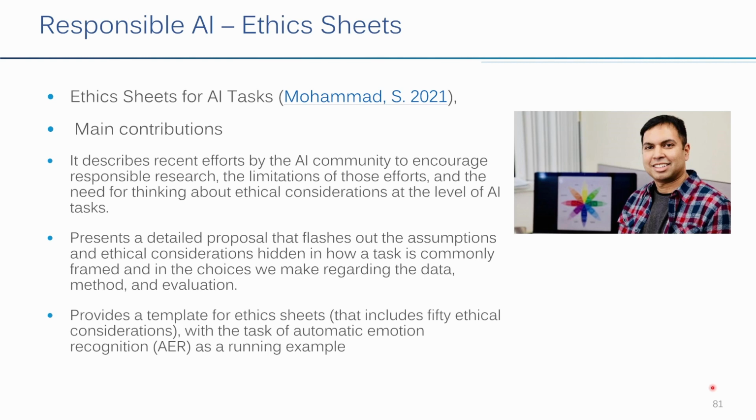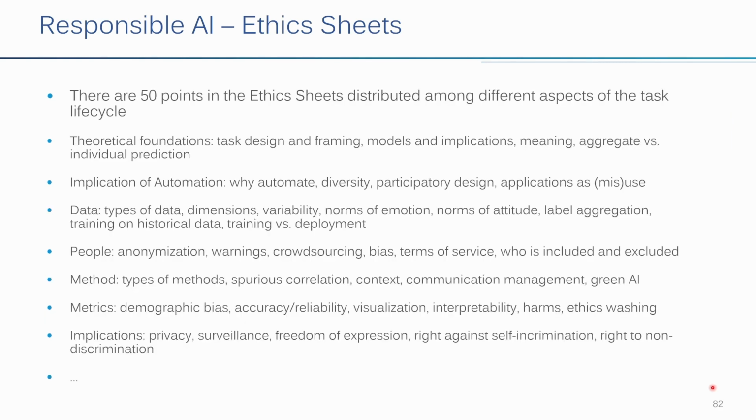There is another paper, also from Saif, that looks into sentiment analysis using the ethics sheets for AI tasks, which is pretty cool. So just to give you an overall idea, what are the points that the ethics sheets cover in this task's entire life cycle? On the theoretical foundation, it takes into account the design and the framing of the tasks, the model, and their implications, meaning aggregate versus individual prediction. So by solving this task, what kind of implications does it have? How does it affect other people, and so on?